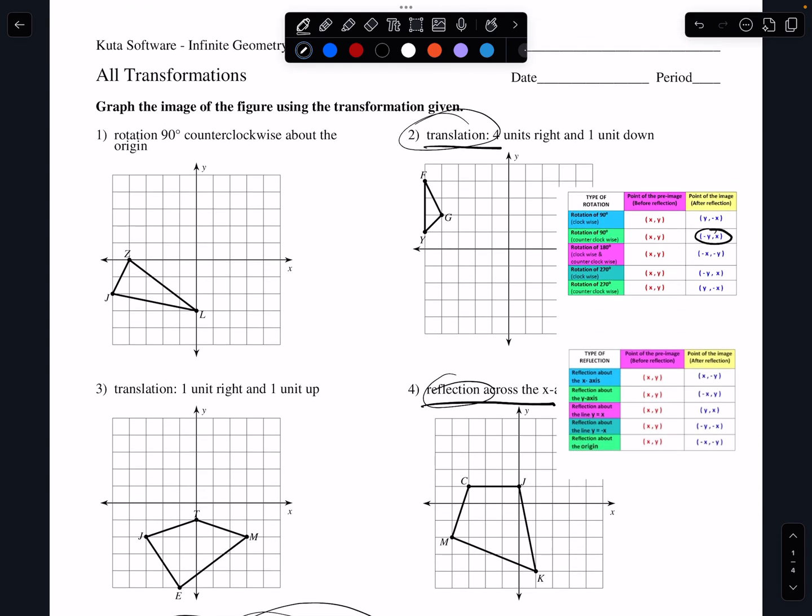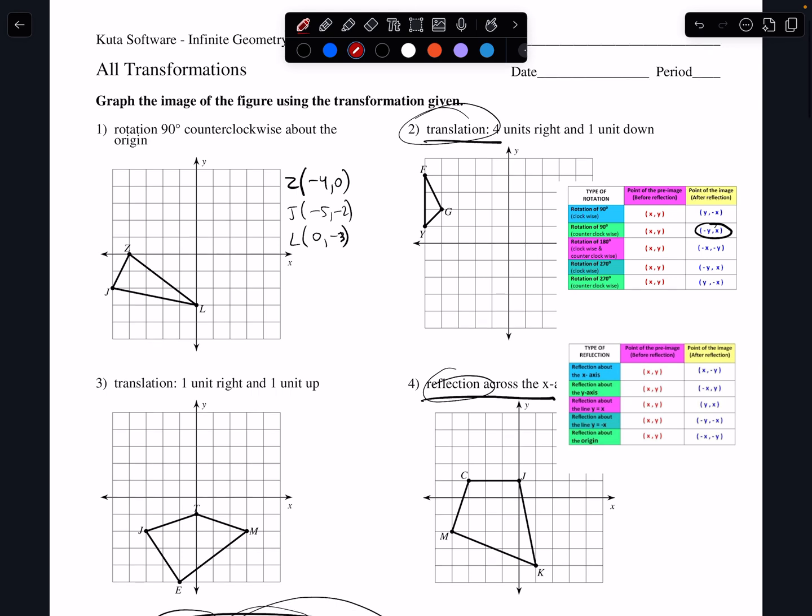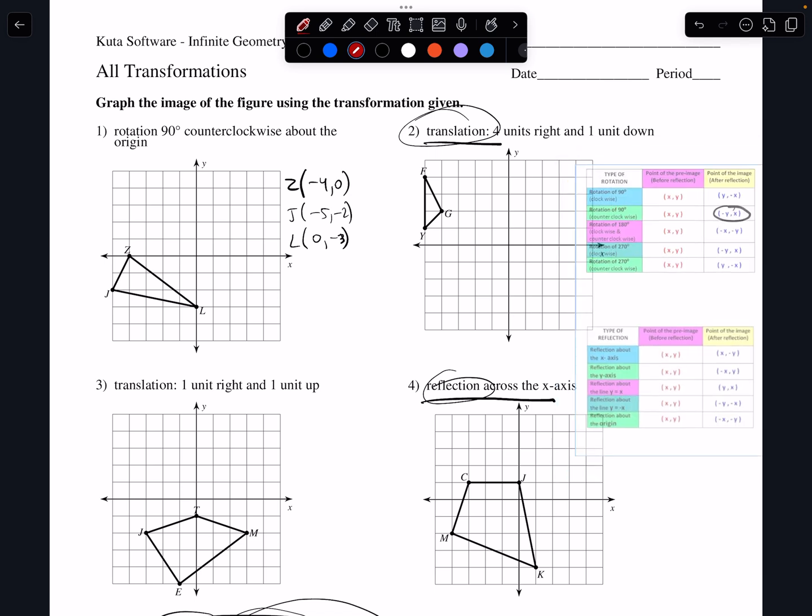And so the most important thing is I want you to show the work, right? So I want you to show me the coordinate points. So Z is -4, 0. J is -5, -2. L is 0, -3. Okay. So the trick here is you're gonna have this on your sheet. These rules, these laws right over here on the side that I posted.